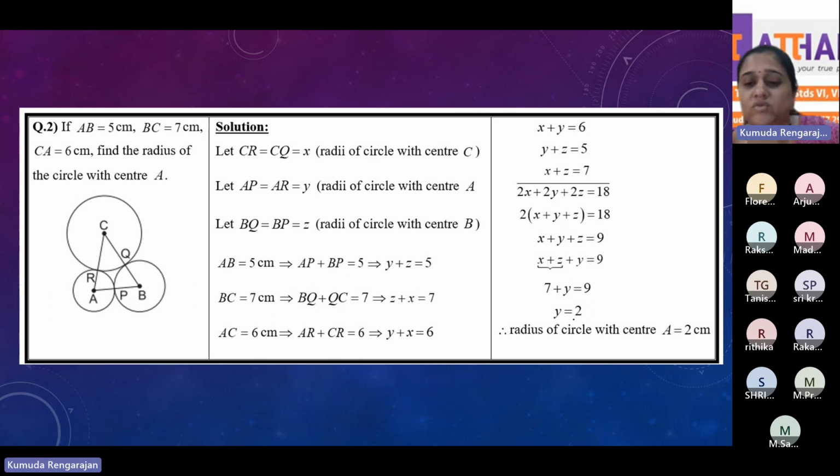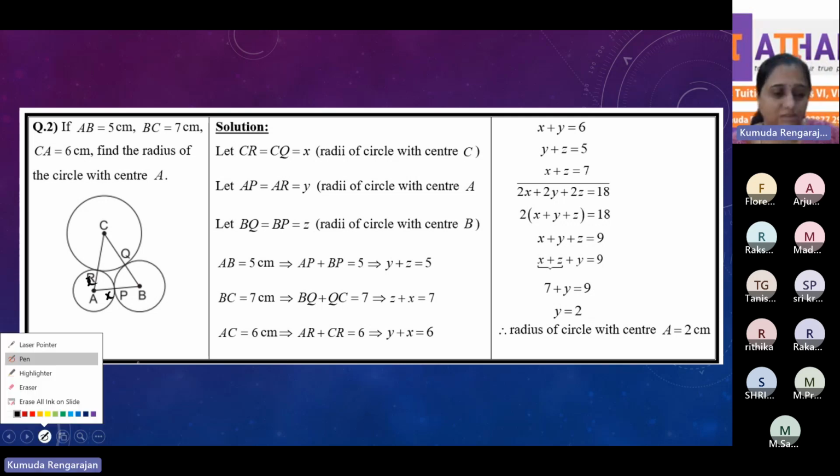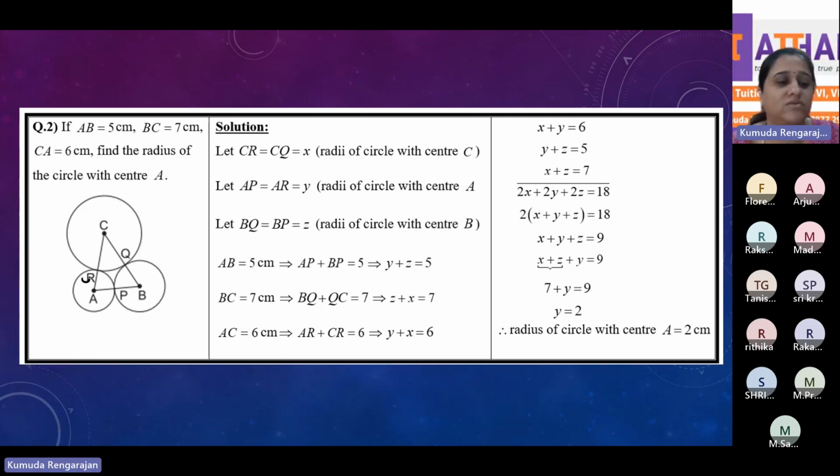See, children, don't get confused about why she's found Y here. We had marked this one as X, but in this working, I have marked it as Y. So we have found Y here. When I explained, I marked X here, X and X here, but in this working I marked this one as Y. That's why we found Y here.